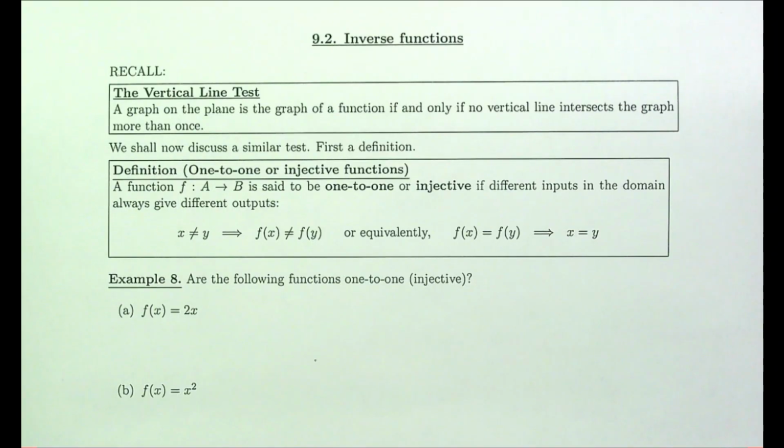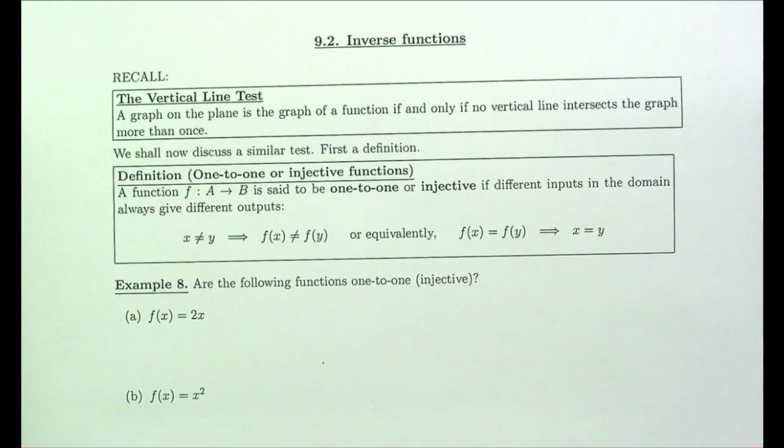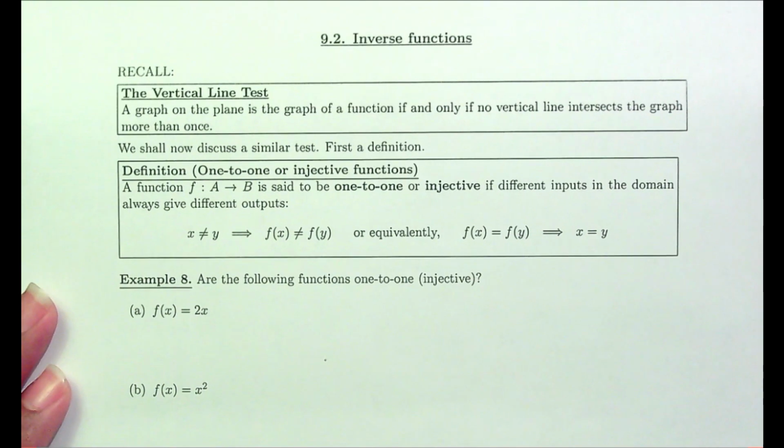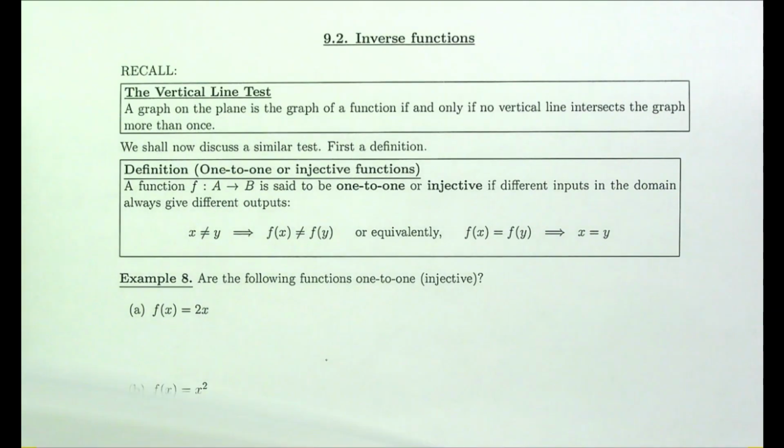To finish this lesson, we're going to now talk about inverse functions. First, recall what the vertical line test says. It says that if you have some graph on the Cartesian plane, then that graph is a graph of an actual function if and only if no vertical line intersects the graph more than once.